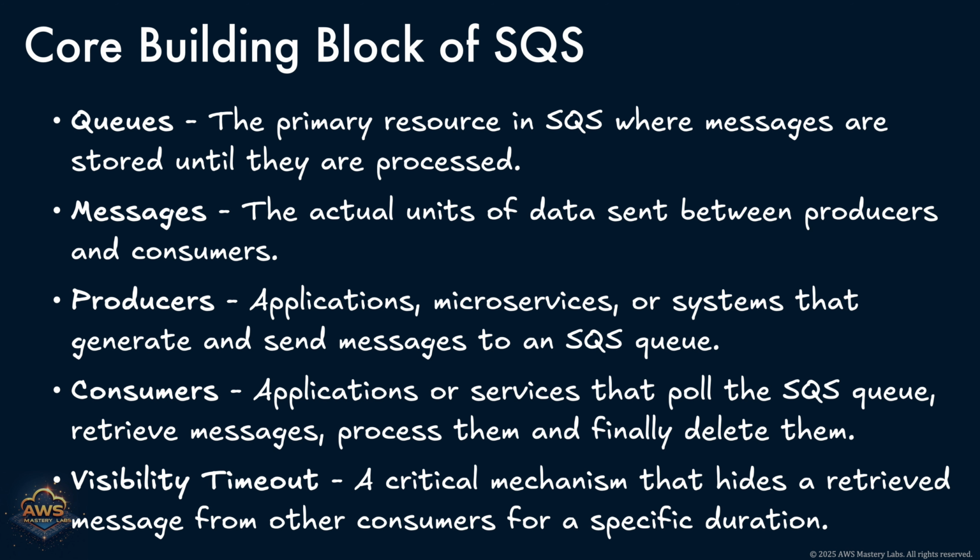Producers are the components of your application that send messages into the queue. These could be microservices, backend systems, or user-triggered processes. The key point is that producers are decoupled. They simply drop messages into the queue without needing to know how or when they'll be processed. On the other end are the consumers.